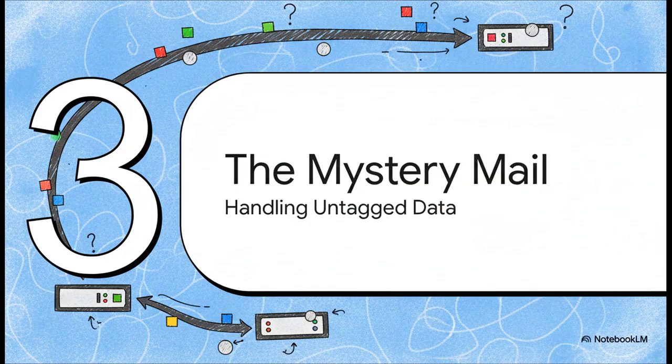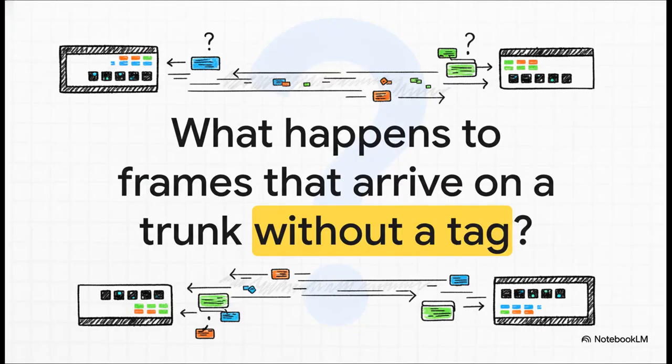Okay, so the tagging system works like a charm for all of our known VLAN traffic. But what about mystery mail? What happens when a frame shows up at the trunk port with no tag at all? The switch has to have a plan for this too. And this is a really, really important question, because how the network handles this has some major implications for how things work, and more importantly, for your network's security.